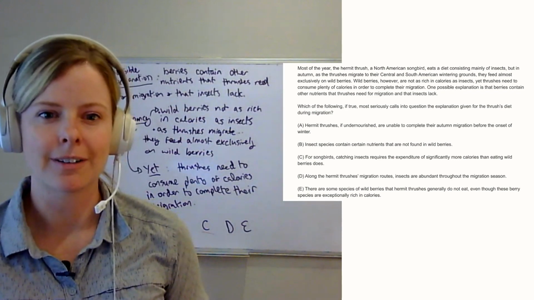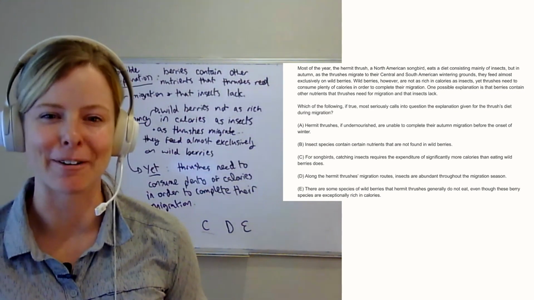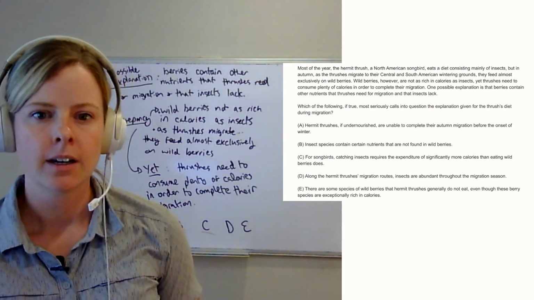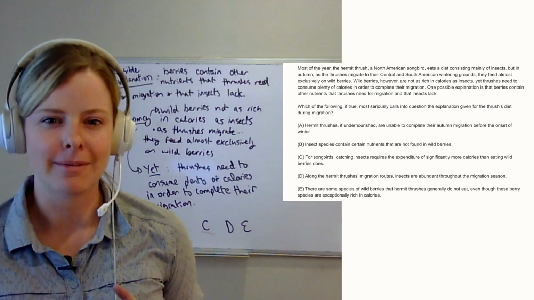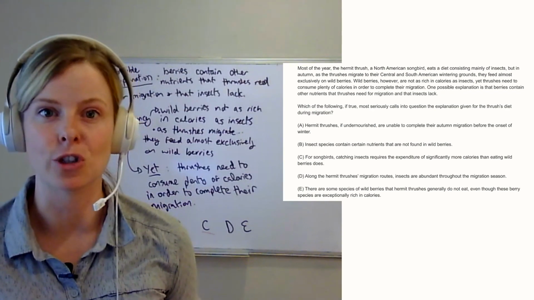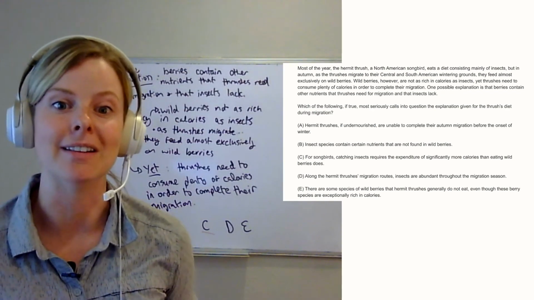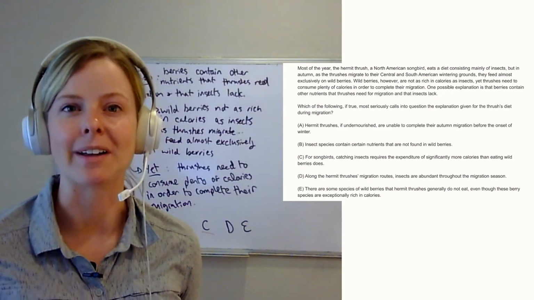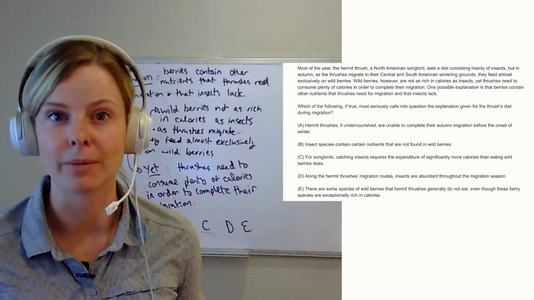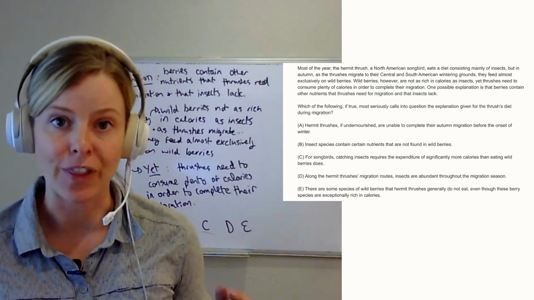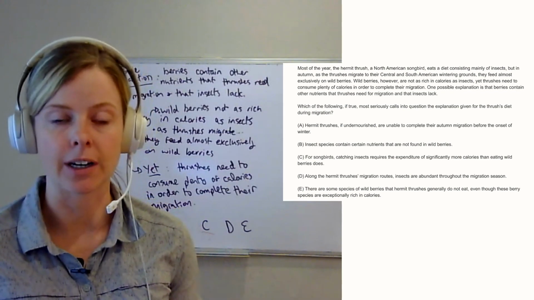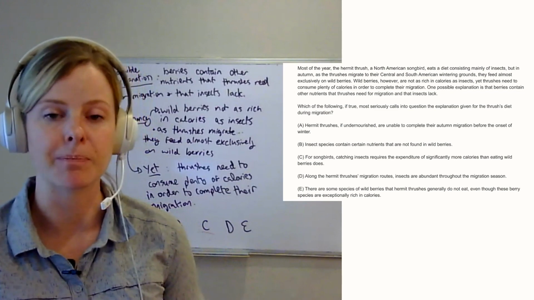D. Along the hermit thrush's migration routes, insects are abundant throughout the migration season. D, if it was opposite, right? If it said that these insects were not abundant, that might contribute something, right? Because if they're not abundant, then maybe these birds really don't want to be eating the wild berries. Maybe they'd really prefer to be eating insects, but they're not abundant, they're not available, right? And they have to make this switch, right? That would potentially be a reason why these birds have started eating the berries right before their migration.